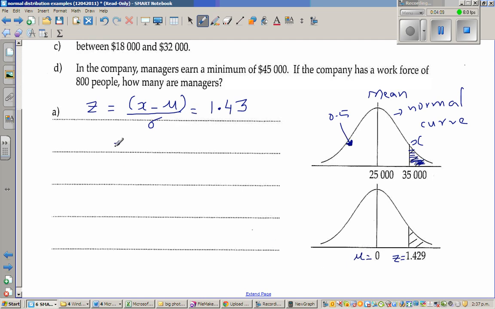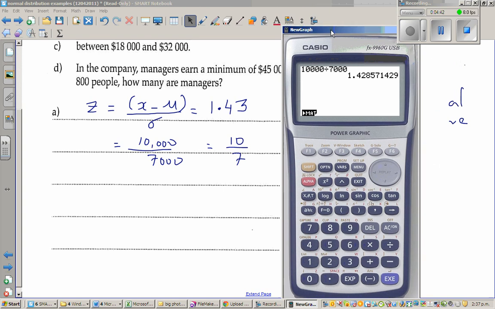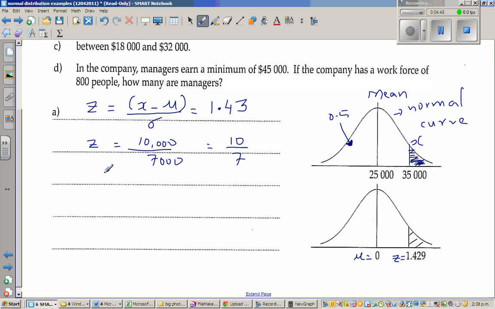So that's the first thing, and that's how they calculate it. But this is basically 35,000 minus 25,000, which is 10,000, divided by 7,000, which is 10 divided by 7. Okay, let me use a calculator. So 10,000 divided by 7,000 is 1.428. They have gone up to 3 decimal places, but we want to go only up to 2 decimal places, because the table, you can go up to 3 decimal places, but I'm restricting to 2 decimal places. That's fine. So 1.43 is the number. So your z is 1.43. Let me write z is 1.43.